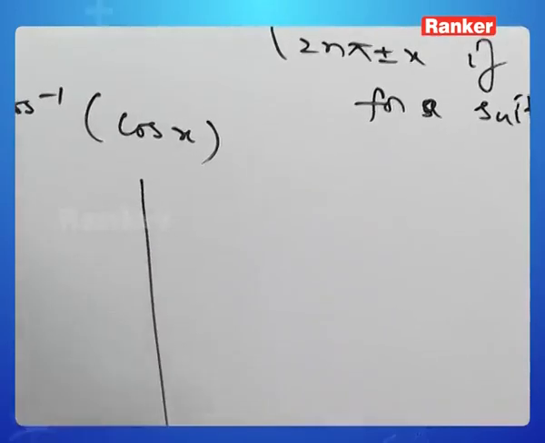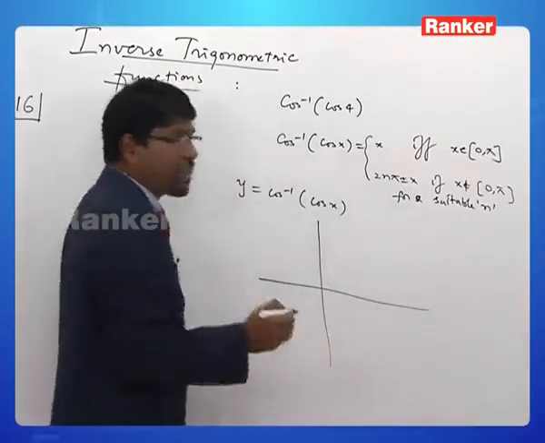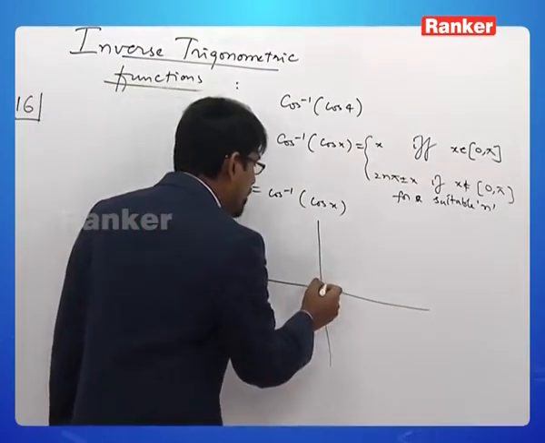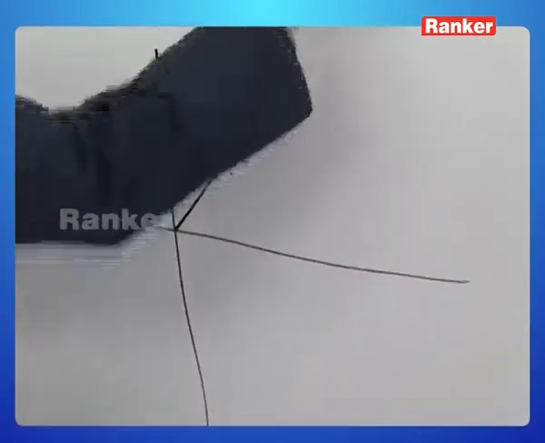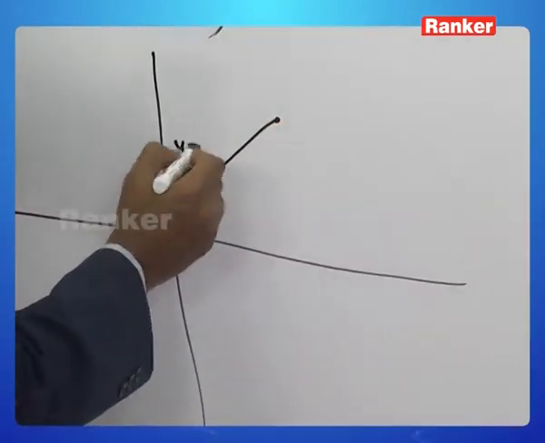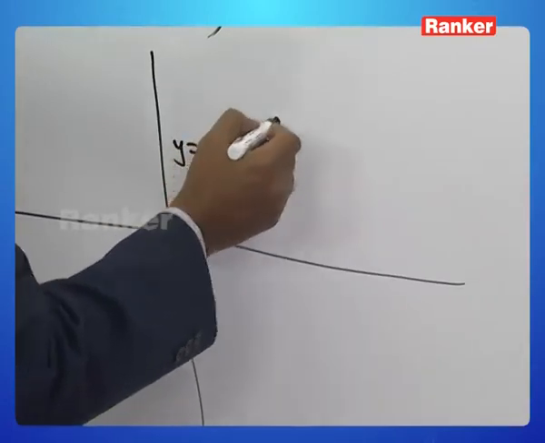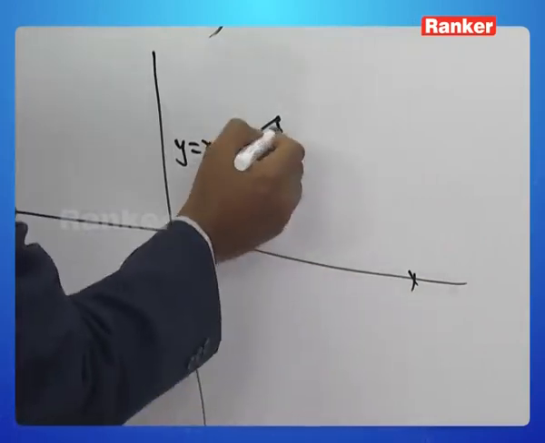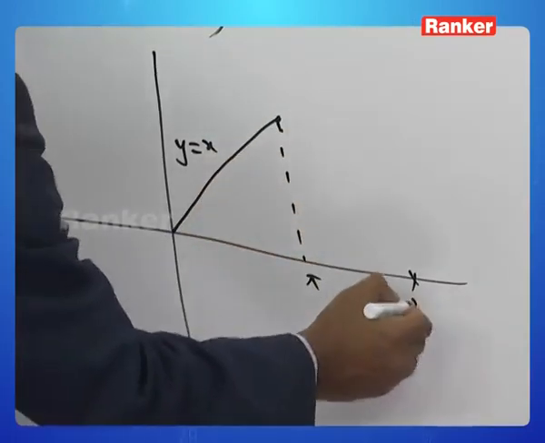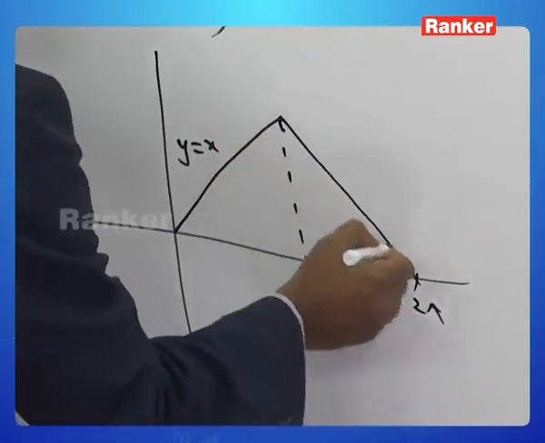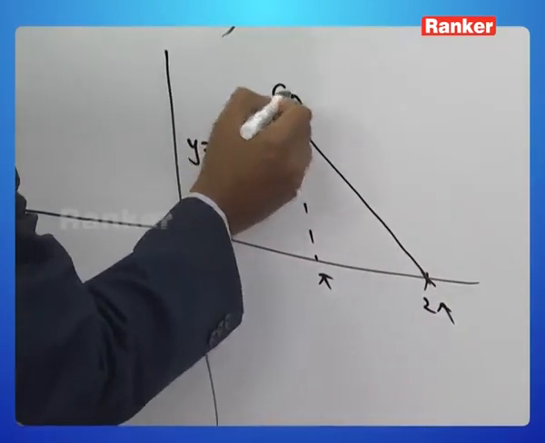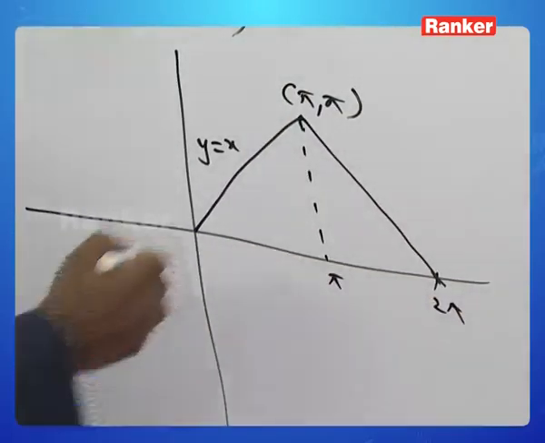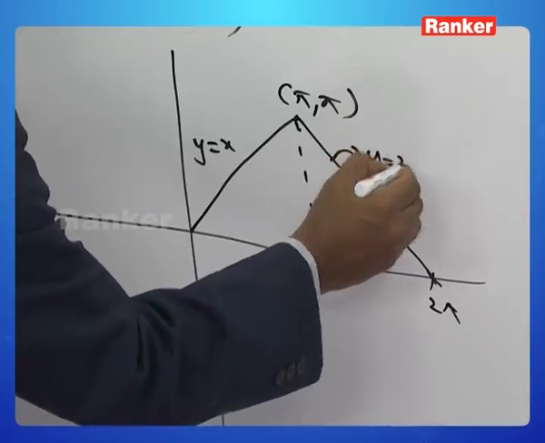So y equal to cos inverse of cos x. Let's see the graph of it. Basically we shall draw in the interval 0 to 2 pi. From 0 to pi we know that it behaves like y equal to x, so the y equal to x line. Next, what happens between pi to 2 pi? Pi to 2 pi, it will be 2 pi minus x. This is the pi comma pi point. This would be y equal to 2 pi minus x.